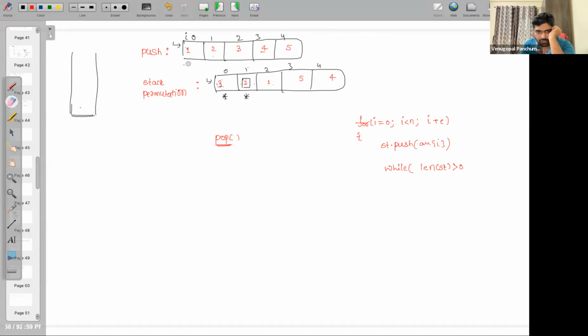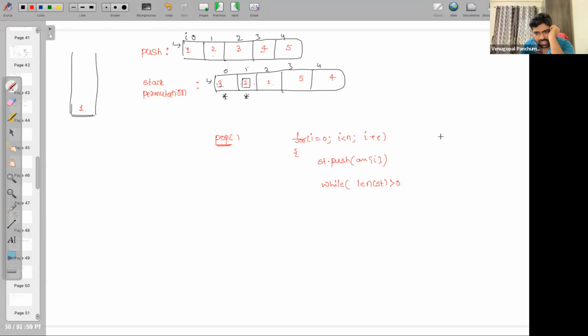For the first time, I will put this element here. First element i is here, so I have pushed that element. Now I'm going to compare: does this element match the top element? No. Listen carefully, friends. The length of the stack should be greater than 0, and I need to compare the top element of the stack. Since you are pushing elements inside the stack, to get the topmost element you can directly compare st of -1.